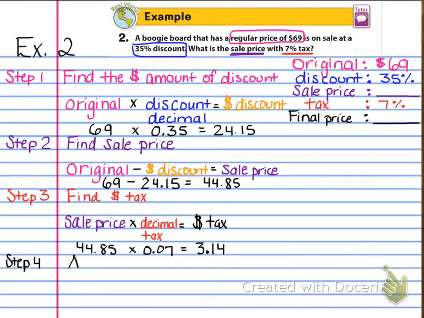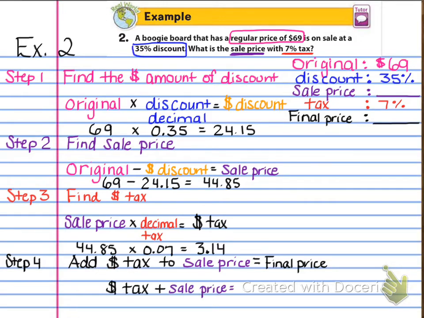Now you have to be really good with your vocabulary here, and remember that a tax gets added to your total and a discount gets subtracted. So now that you have the tax of $3.14, you're going to add the total tax, which was $3.14, to the sale price to get the final price. So now let's go ahead and show that here. And you've got $3.14 plus $44.85 is going to equal $47.9895.